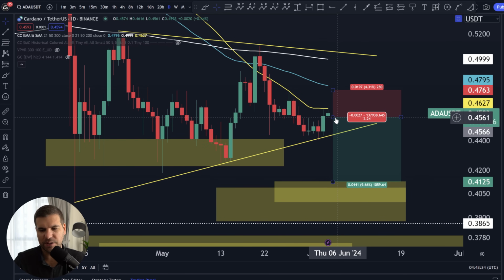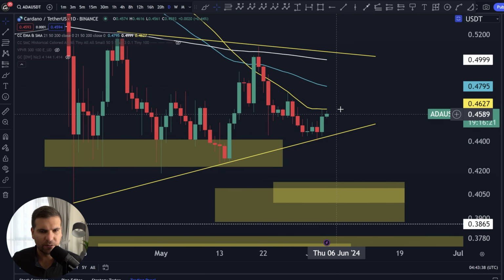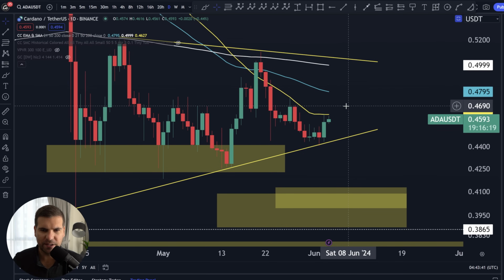What we're waiting for is confirmation of which one of those we want to be going for, go short or go long. That's going to be your short-term trades. So we want to know what's going on with this particular area.